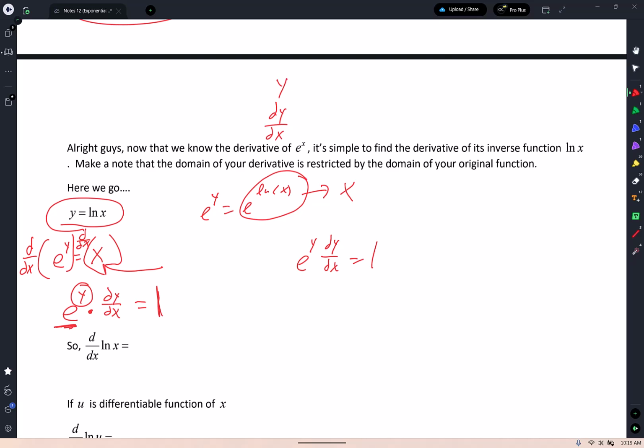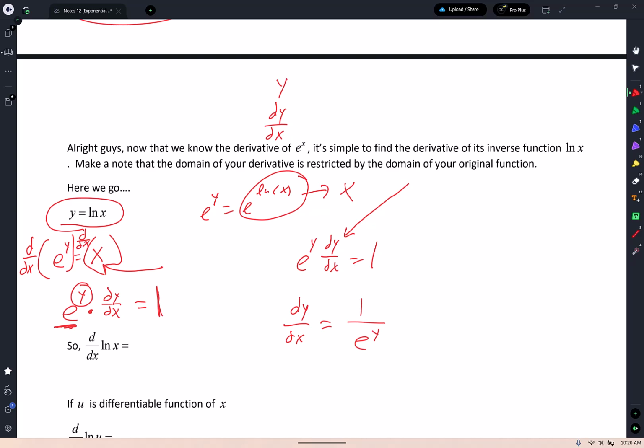What we're trying to do is find y prime. So I want to get dy/dx by itself. Right now I have e to the y times dy/dx. How do I get rid of that e to the y? How do I move it? It's a product right now. Yeah, divide. So divide both sides. I'm going to have dy/dx equals 1 over e to the y. We're so close. We're almost there, guys.